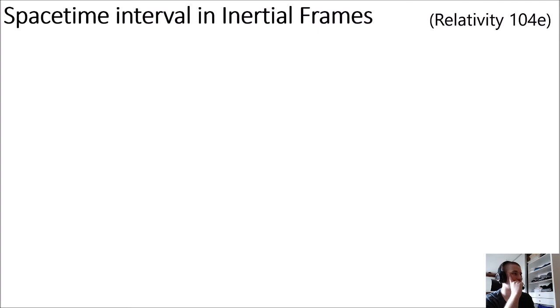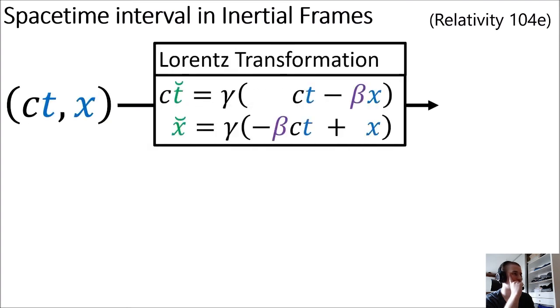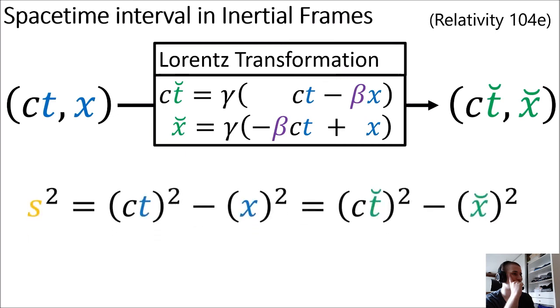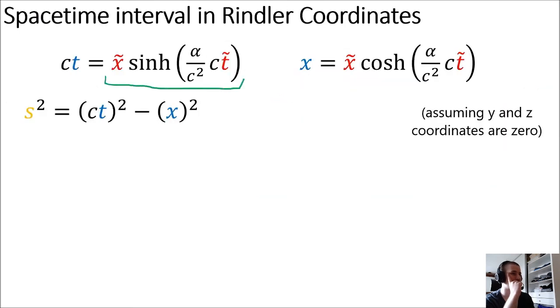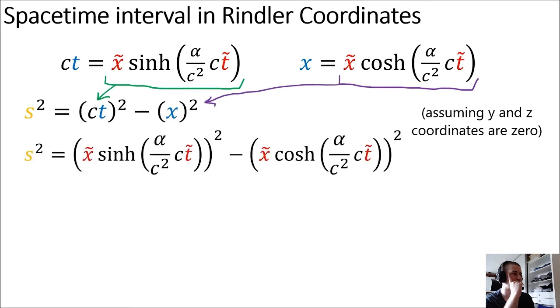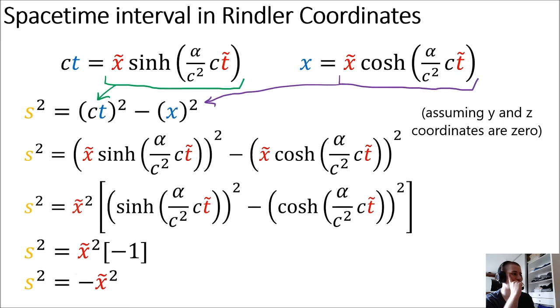We showed in Relativity 104 Part E that the Lorentz transformation does not change the form of the formula for the spacetime interval s squared. All inertial frames calculate s squared by taking the time coordinate squared minus the space coordinates squared. But if we substitute in the Rindler coordinates for ct and x into the formula for s squared, we see that the formula for s squared in the Rindler coordinates has a different form that doesn't involve the time coordinate at all. This is because the Rindler coordinates are not obtained with a Lorentz transformation, and Rindler coordinates represent a non-inertial frame. So the formula for the spacetime interval looks different than what we're used to for inertial frames.